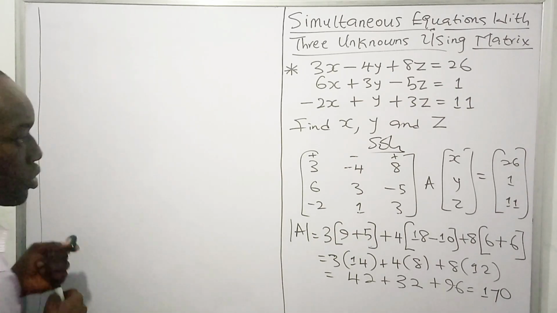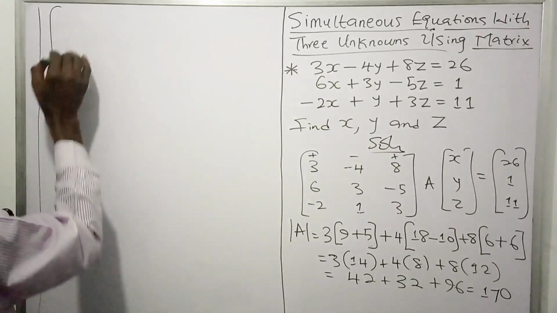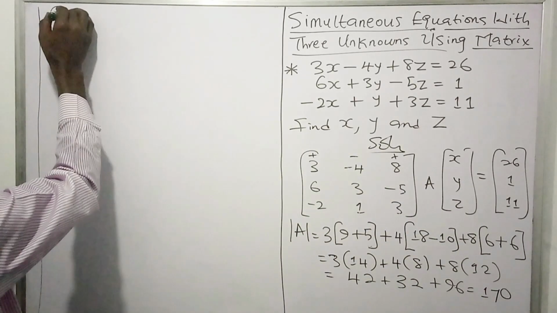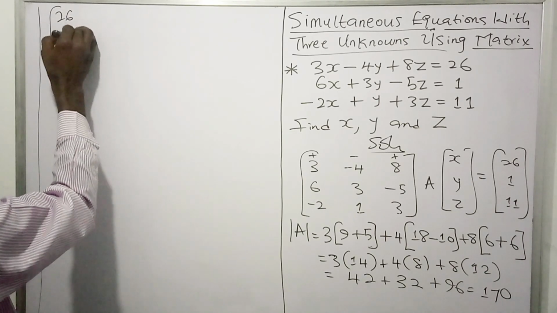Now let's proceed. We go over here and replace this column with the solution here, which is 26, 1, and 11.